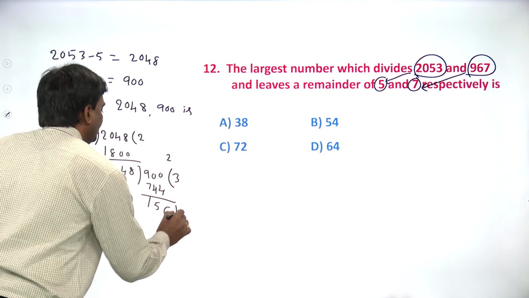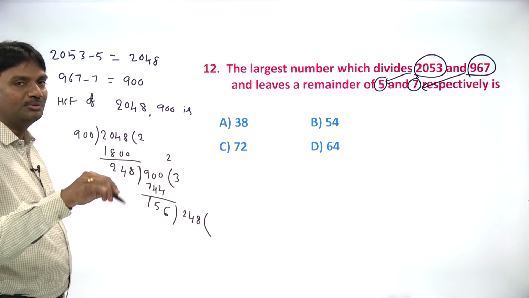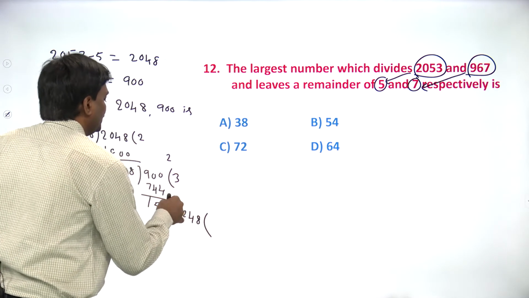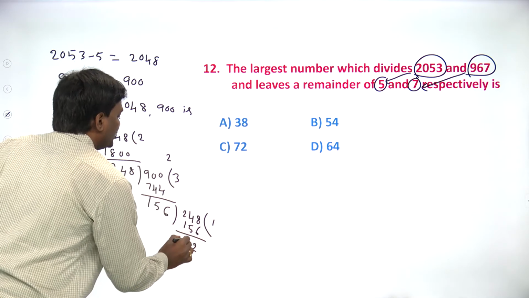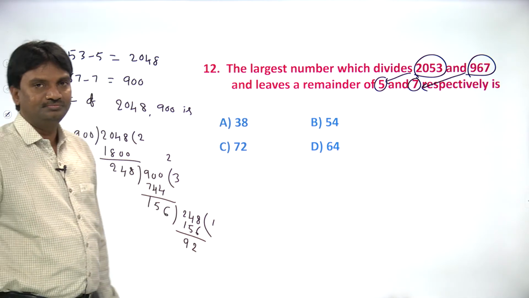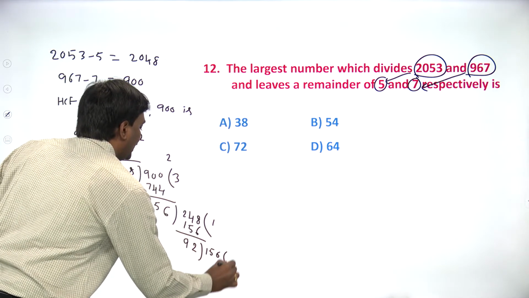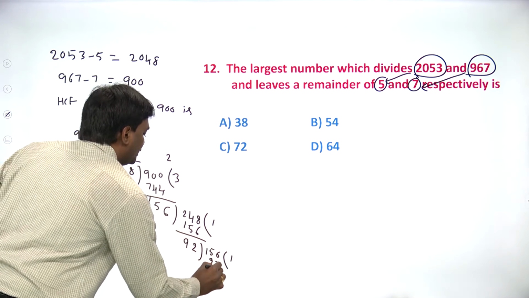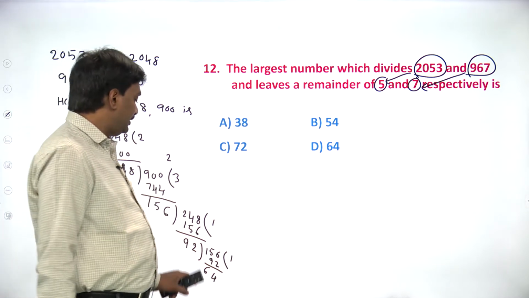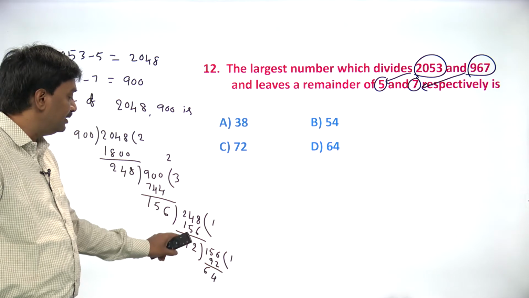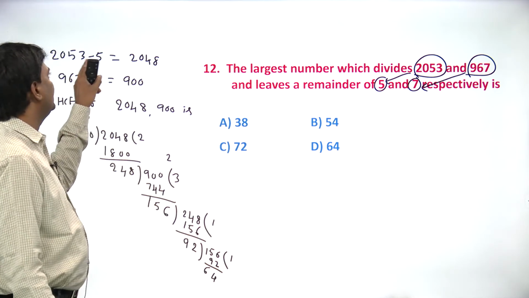Again, by dividing 248 by 156, 156 into 2 times would give you 312, which is more. So, let us take 156 into 1, which is 156: 8 minus 6 is 2, 14 minus 5 is 9, so 92. Again, by dividing 156 by 92, 92 into 1 is 92, 6 minus 2 is 4, 15 minus 9 is 6, so 64. If we divide 92 by 64, so actually here we have 2053 minus 5, 13 minus 5 is 8.